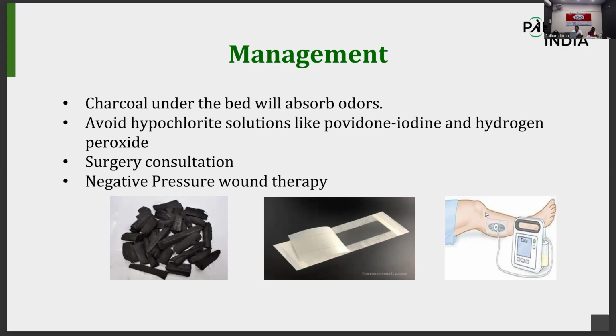Next one is negative pressure wound therapy. It's a common technique used for wounds with more secretion. So we have to put a suction catheter in the wound. It will be attached to the suction machine, and the negative pressure will collect the excessive fluid and secretion from the wound.